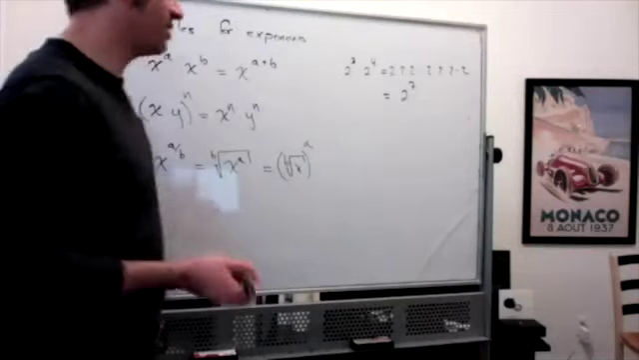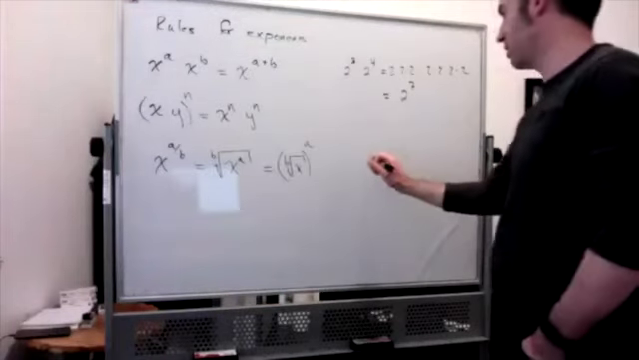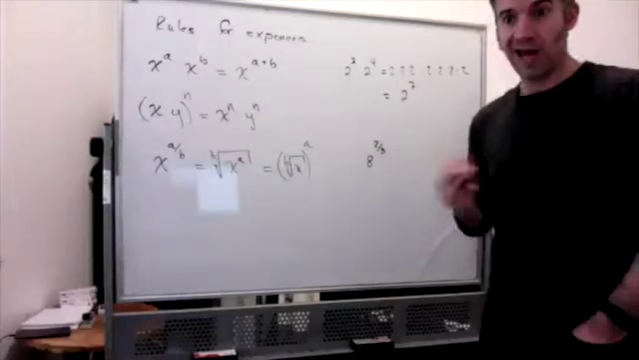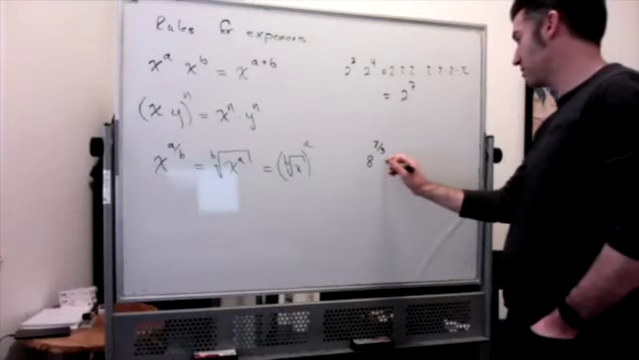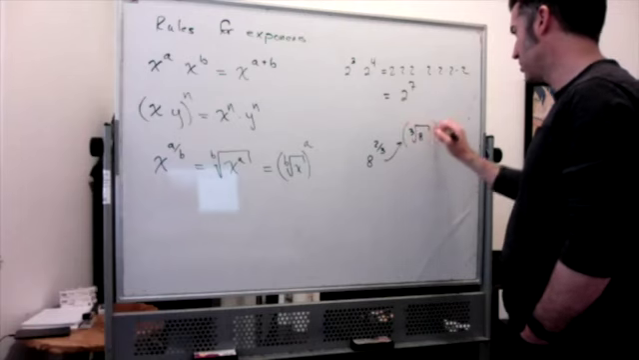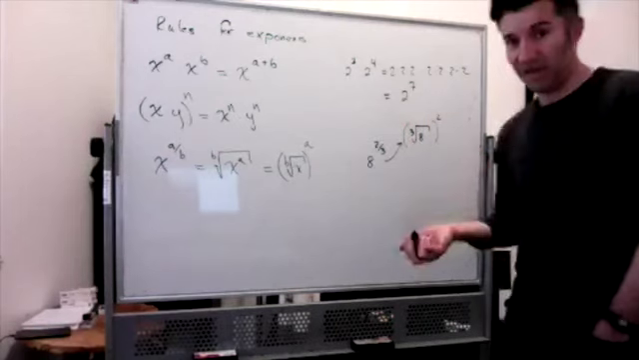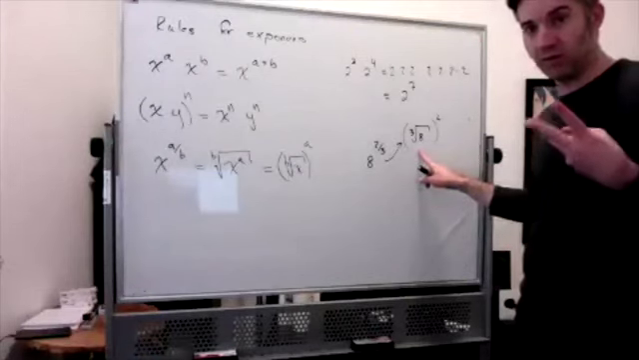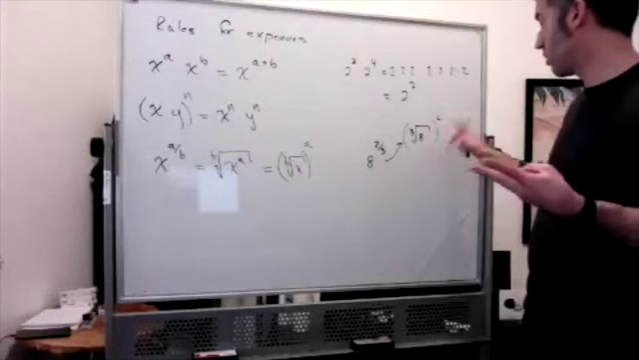For example, let's just do it now. If I was trying to calculate 8 to the 2/3 power, I could either think of it as the cube root of 8, squared, which I think is easier because the cube root of 8 is 2, right? Because 2 times 2 times 2 is 8. And then 2 squared is 4.